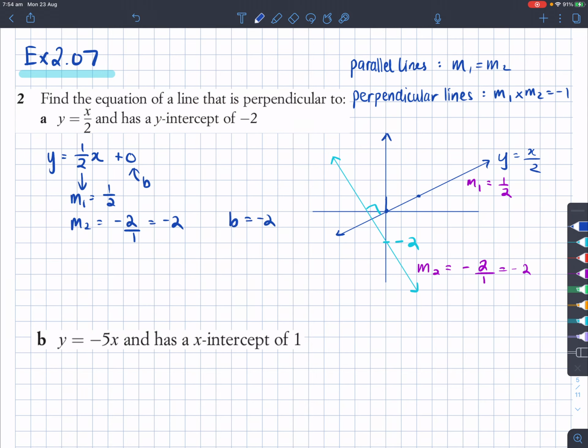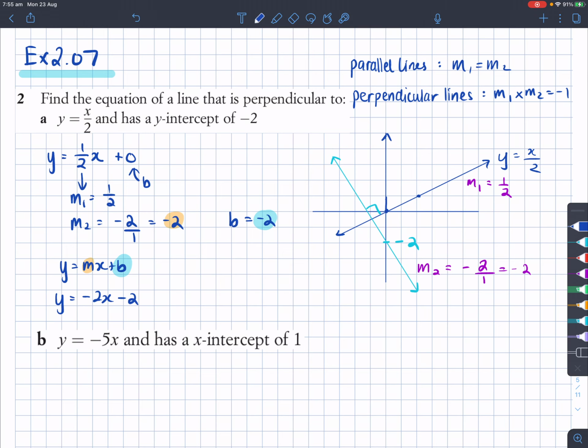Now the y-intercept of that new line is -2, so b equals -2. Now let's form our equation, which is y equals mx plus b. We can replace m by -2 and also b by -2. So y equals -2x minus 2, and that's the equation of this straight line.